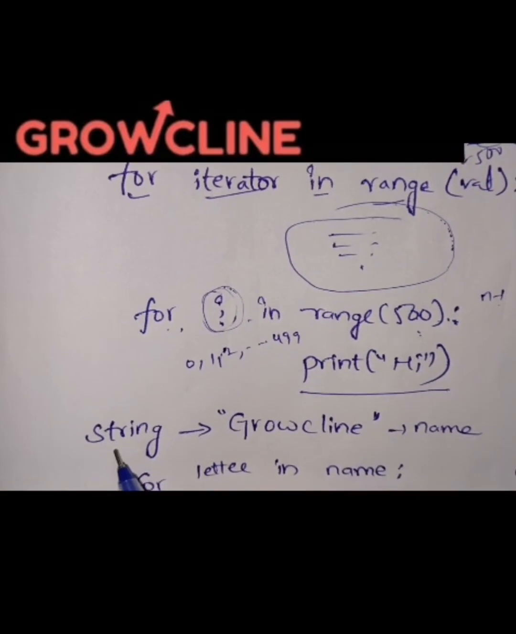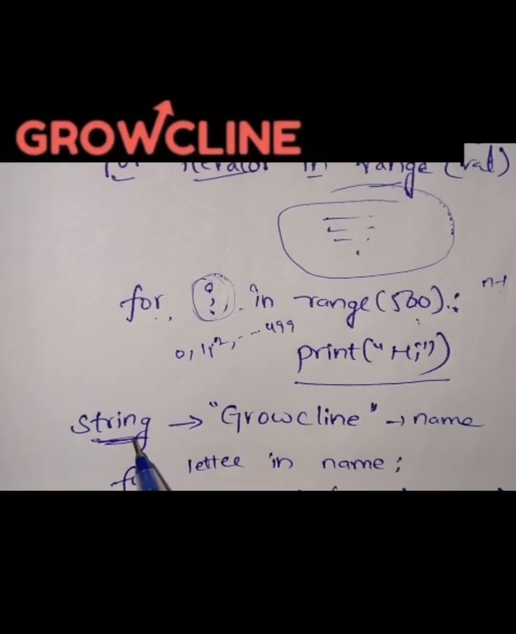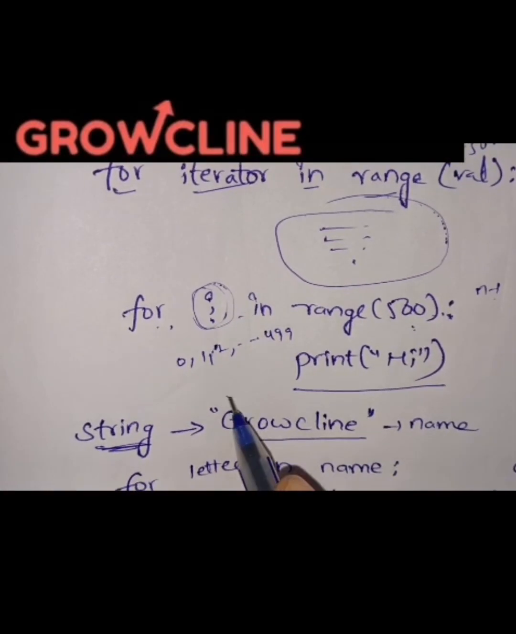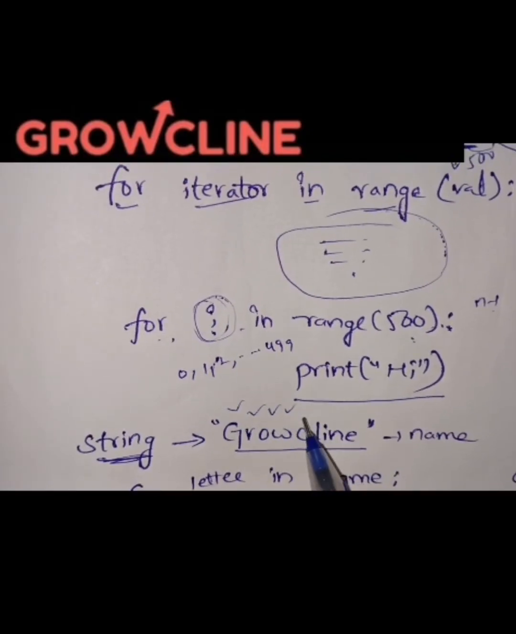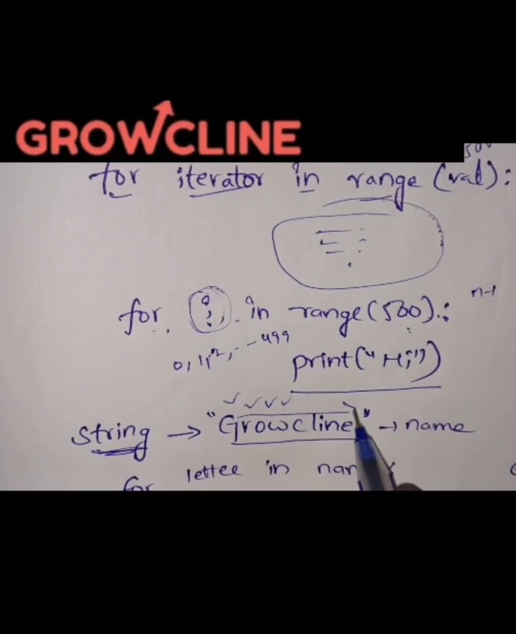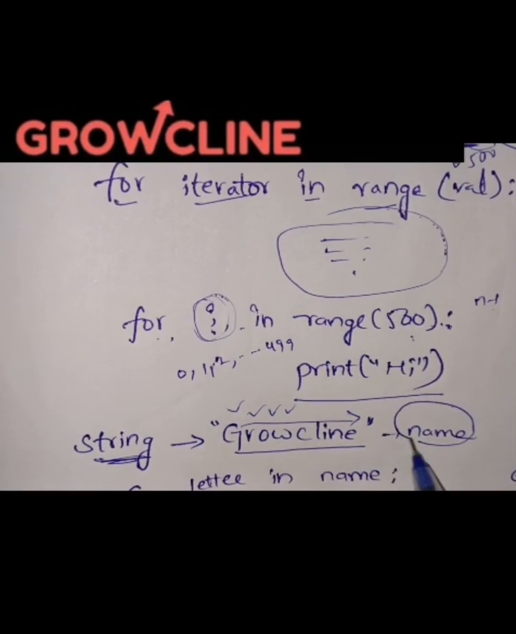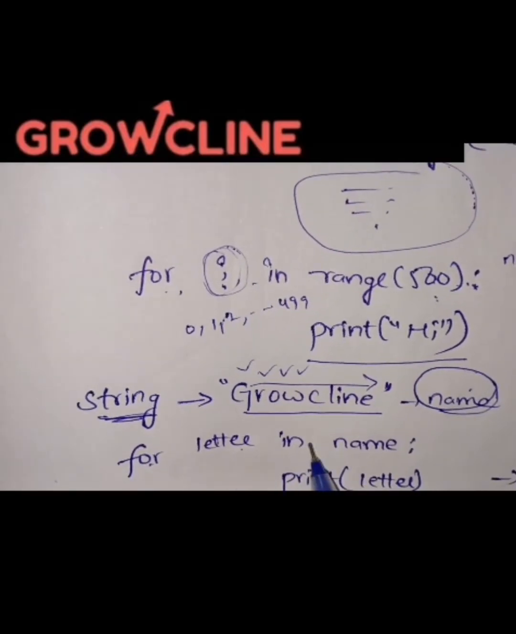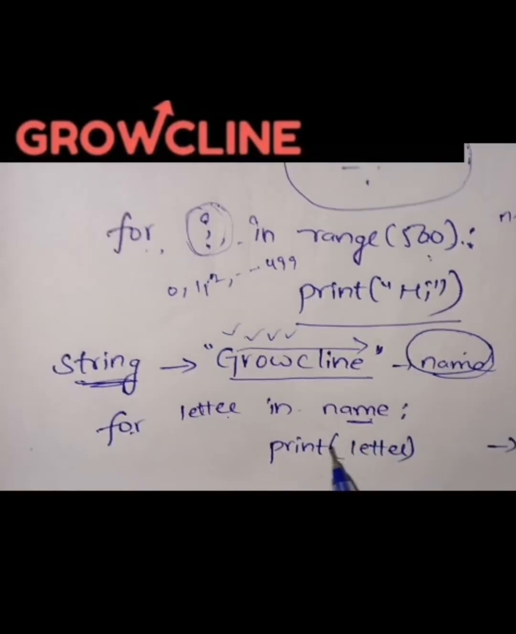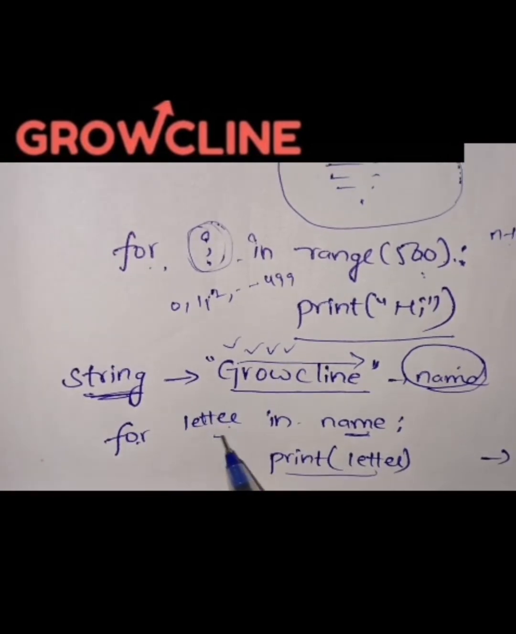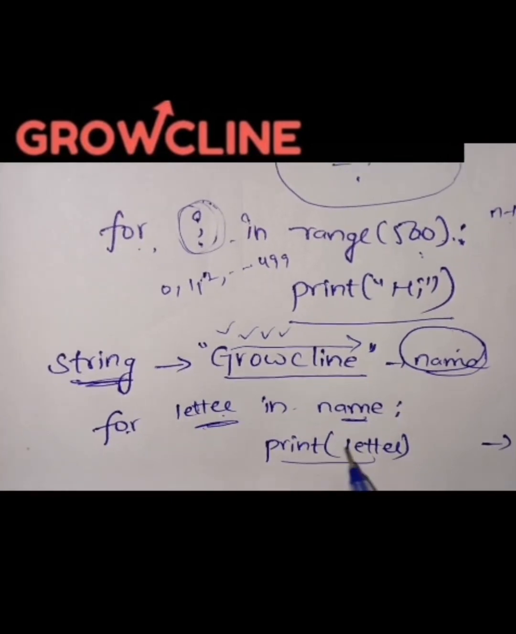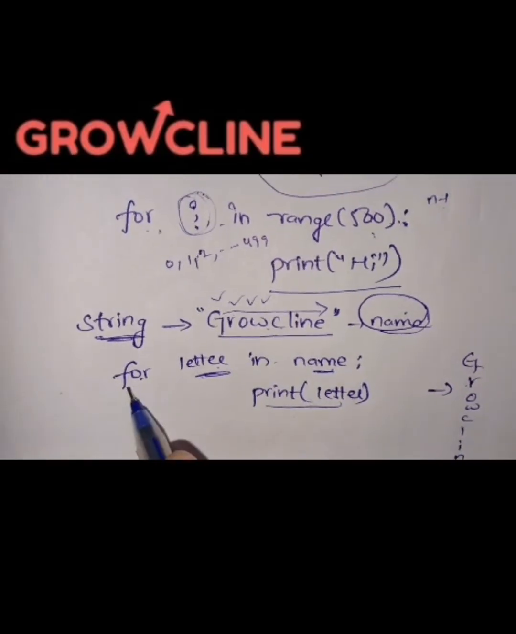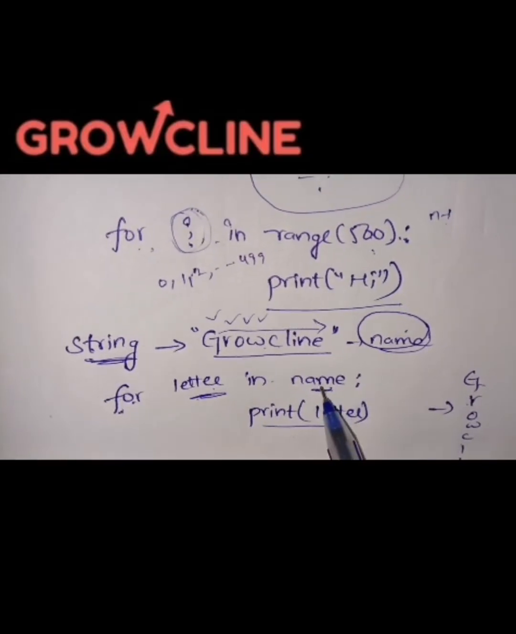We can also use this for loop on strings. Suppose I have taken here Growcline as my string which is stored inside name. Here I want to print each letter inside this name. So for this the syntax is for letter in name: print letter. Here name is Growcline and I am printing each letter inside the Growcline. So I will get each letter in the name Growcline as my output because the for loop iterates throughout our string.